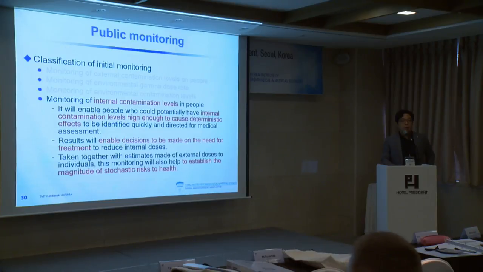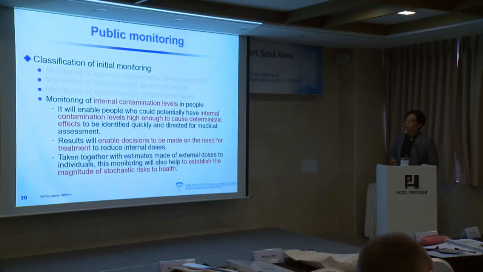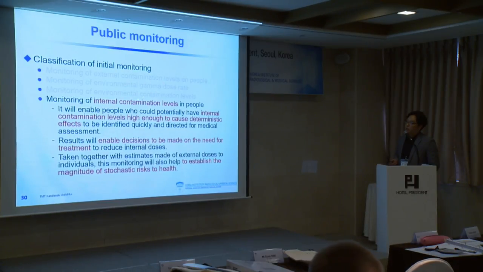And I will talk about public monitoring in a radiation situation. I searched some materials from the internet and books. There are several classifications of initial monitoring in a radiation emergency. The first is external contamination level, environmental gamma dose rate, environmental contamination level, and the internal contamination levels in people is one category of public monitoring.